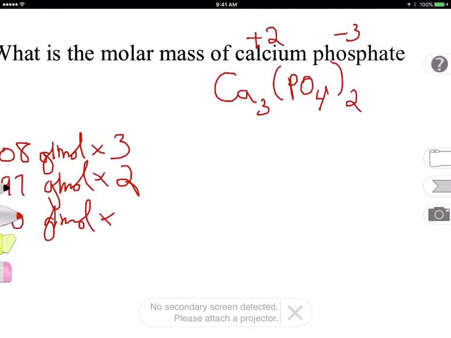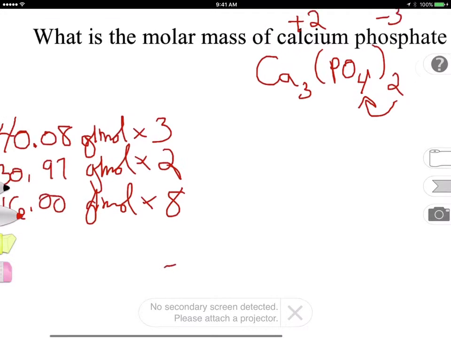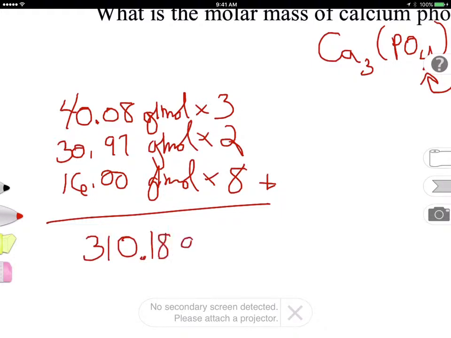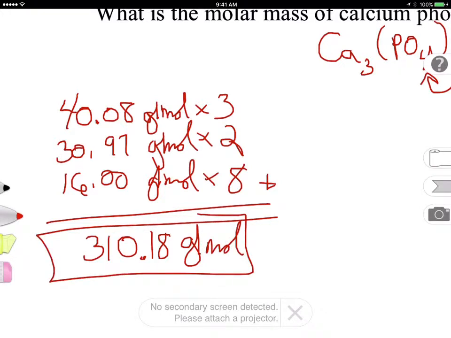And then the last one is oxygen, 16.00 grams per mole. And when I look at this formula, I want to multiply the 2 and the 4 together, so we'll multiply that by 8. And then what I'm going to do is simply figure that all out, and I'm going to add those ones up. Okay? And when I do that, I'm going to get 310.18 grams per mole as my final answer.